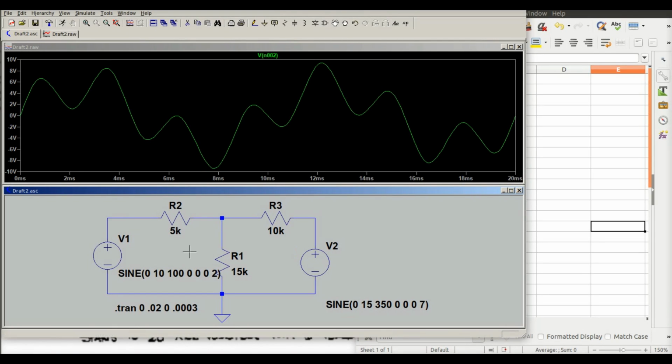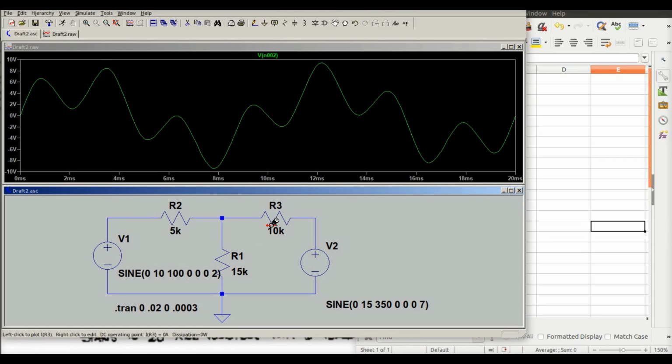And there's my transient analysis, my step time, and sine wave, 5K, 15K, and I'm looking at the voltage over the 15K.